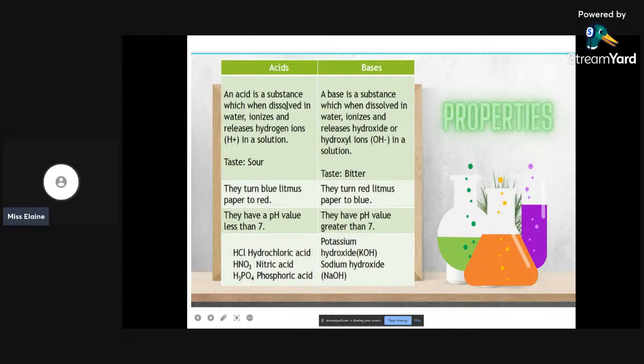For instance, when you're going to add acid and bases, nagkakaroon siya ng neutralization. And that's what we call, it becomes a salt plus water. Okay, marami siya. And nagkakaroon din siya ng what we call ionization and dissociation.